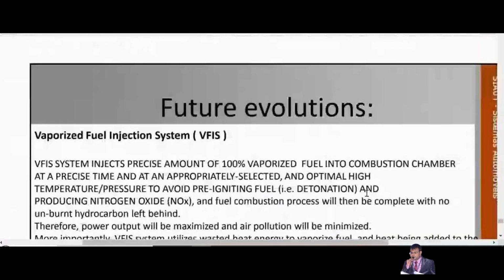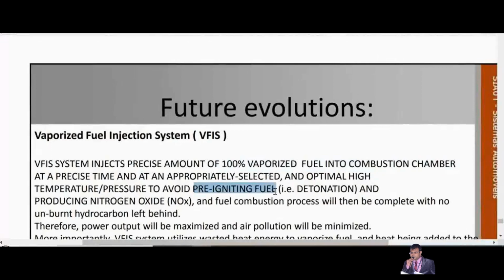When you reduce the heat loss percentage, you're going to have higher efficiency, meaning you can increase the efficiency of the engine. It means the performance can be improved, emissions can be reduced, and the output can also be increased. In the case of VFIS, the vaporized fuel injection system, it will inject a precise amount of 100% vaporized fuel into the combustion chamber, at a precise time and at an appropriately selected, optimum quantity with respect to the temperature and pressure, to avoid pre-ignition.